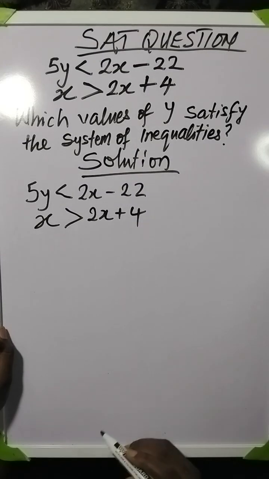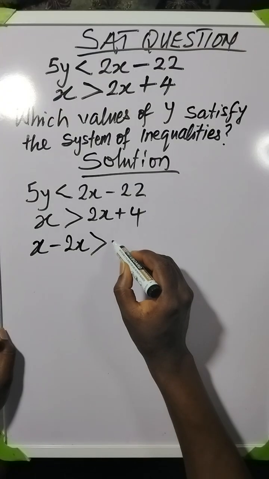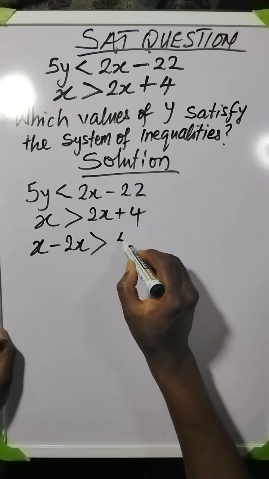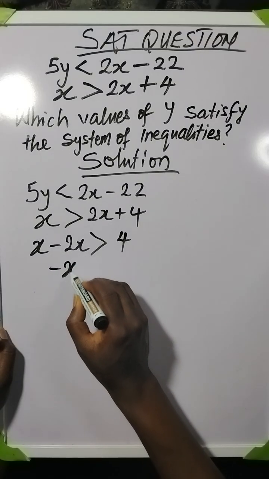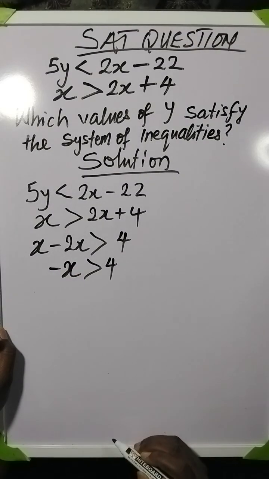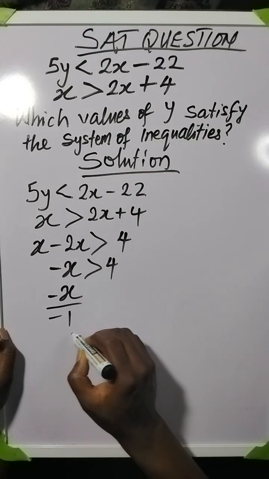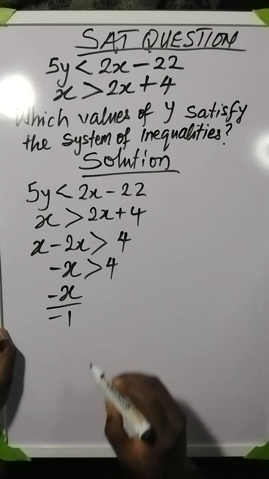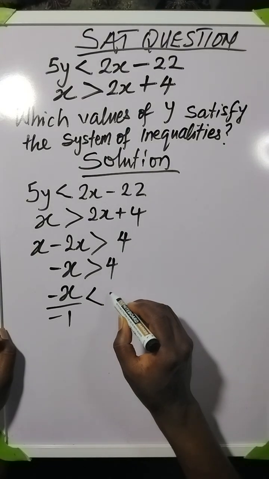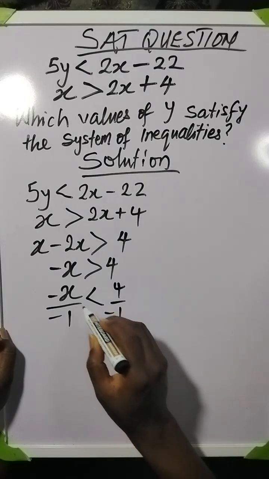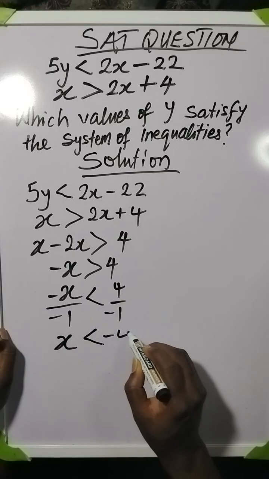Subtract 2x from both sides. You will have x minus 2x is greater than 4. And then x minus 2x will give me minus x is greater than 4. So divide both sides by -1. Negative x divided by -1. Remember, this will flip the sign. Is less than 4 divided by -1. So our final answer here is that x is less than -4.